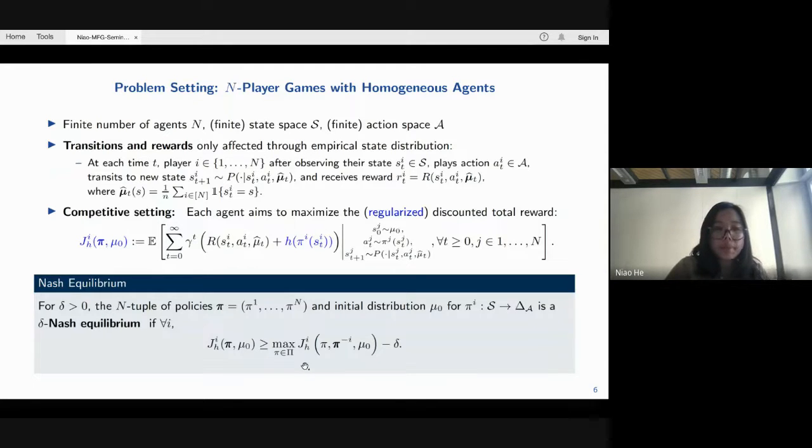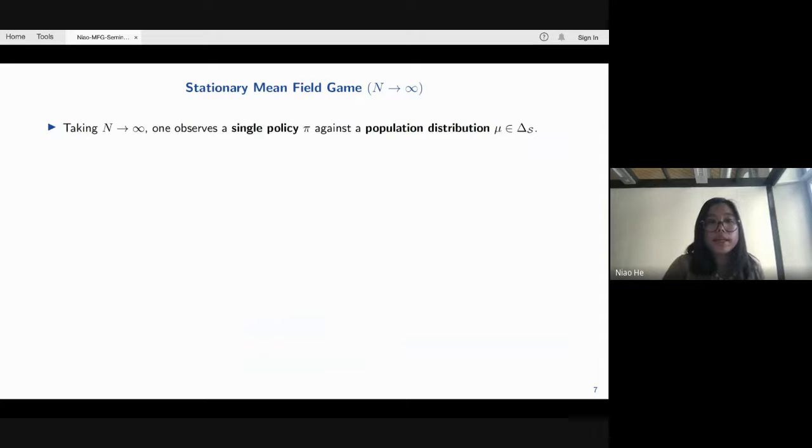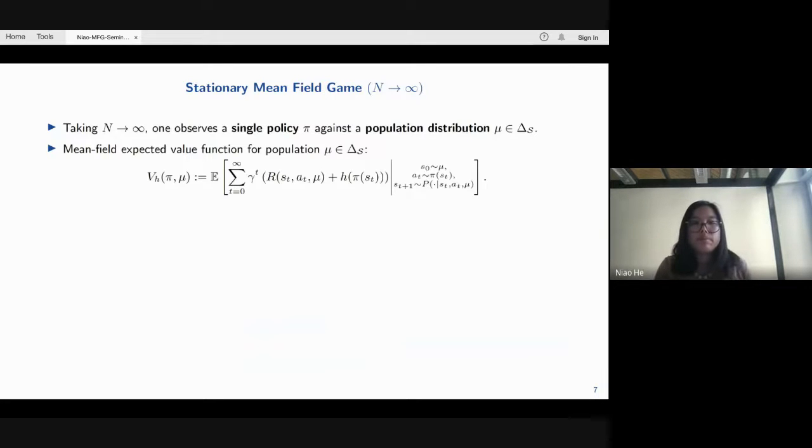So this is kind of the basic notation of the solution here for n-player games. And as we said, as n goes to infinity, if you have an infinite number of agents, then this basically can reduce to a representative agent playing against the whole population. In this case, we can consider the notion of stationary mean field games, where we can define the value functions of a representative policy pi against the whole population mu, and we'll assume this population mu is going to be fixed throughout the process. It is going to be fixed in the probability transition dynamics and also in your reward here.